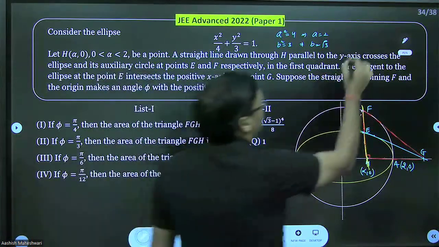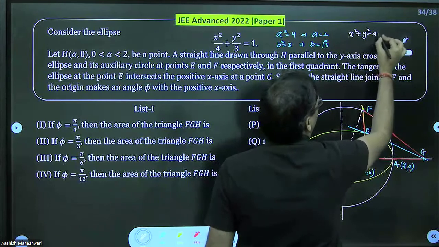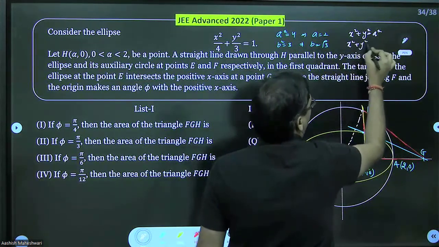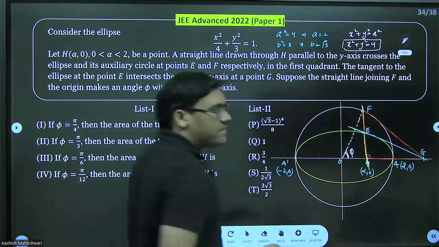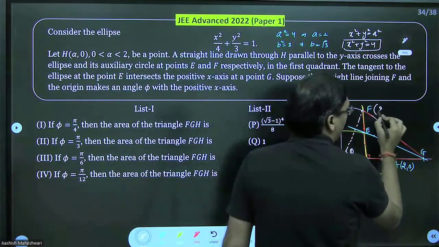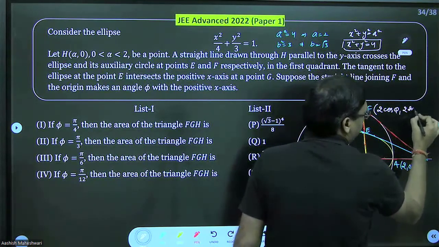You can see the equation of the auxiliary circle is x square plus y square equal to a square. A square means 4, so this is x square plus y square equal to 4. Now you can see this is the angle with the x axis, that is phi. So what is this point F? I can say this is 2 cos phi comma 2 sin phi.